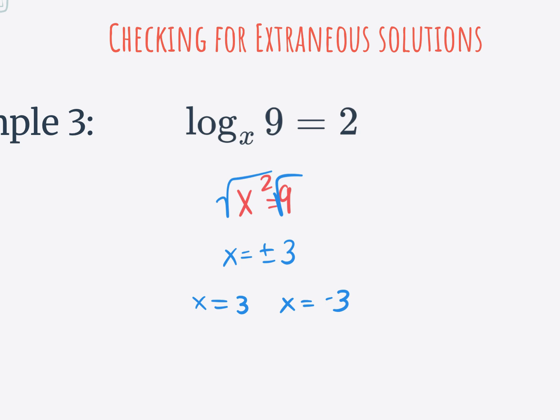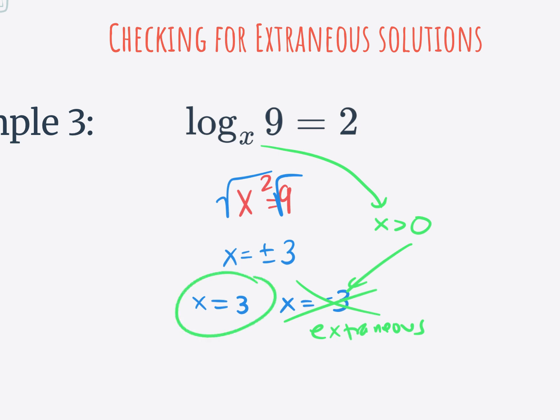However, I need to keep in mind that because this base has to be bigger than 0, that negative 3 is what we call an extraneous solution. It's a solution that popped up with our algebraic process, but doesn't actually satisfy for what x is. So the only solution to this problem would be x equals 3.